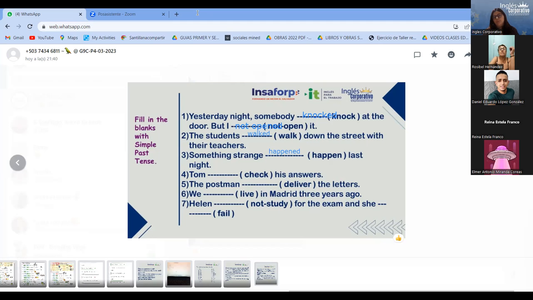Libre. What about el number four? The liver, the letters. We leave. The postman. The postman delivered. Delivered. We live.